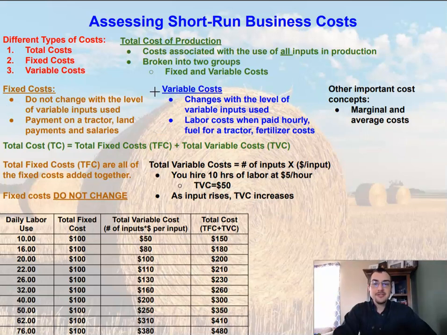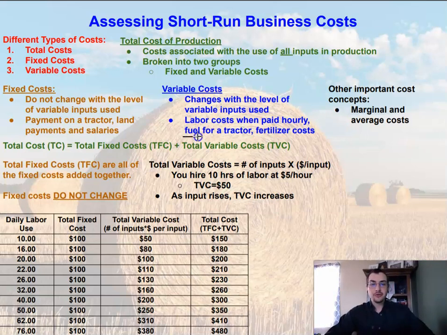On the other hand, we have these variable costs. So these variable costs change with the level of variable inputs used. So these variable costs are aspects such as labor costs when paid hourly. So you think about it, the more you work, the more time you put in, the more you expect to get out. Or the more input that you put in, the more you have to pay for it. So if you're paying somebody hourly, the more they work, the more labor they put in, the more it costs you. Such as fuel for a tractor would be another variable cost. The more you drive that tractor, the more you use that input, the more it's going to cost.